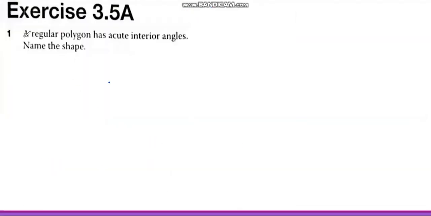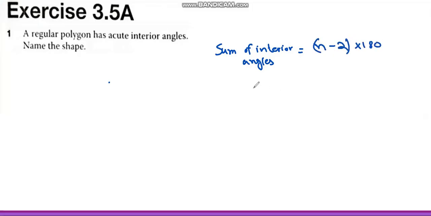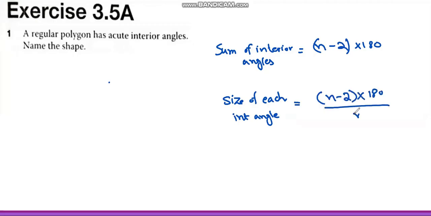In question number 1, it says a regular polygon has acute interior angles and we have to name the shape. Basically, we know the formula to find the interior angles. The sum of interior angles can be found by using this formula, which is n minus 2 times 180. But if we want to get the size of each interior angle, we can use the same formula, but we divide by n, the number of sides.